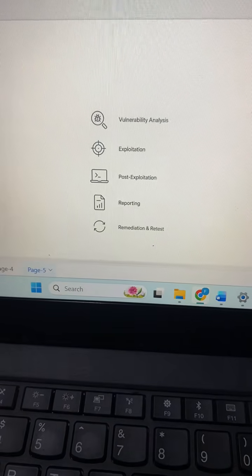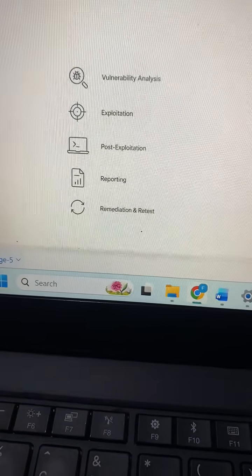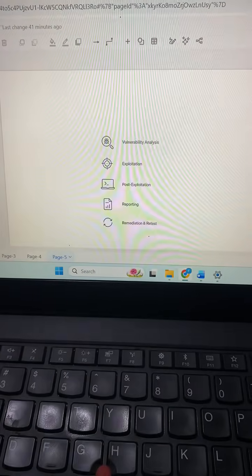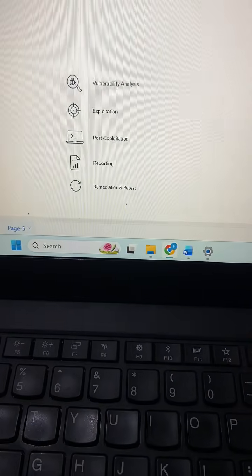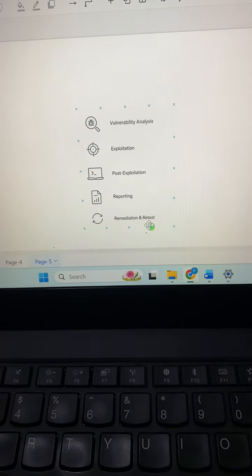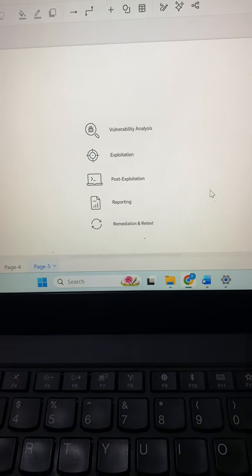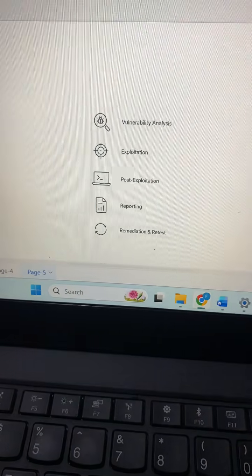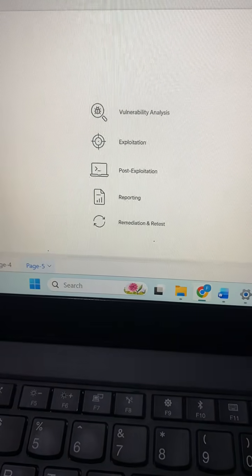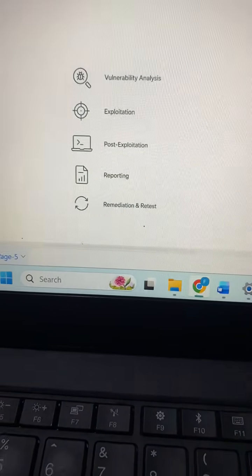Once we have that information, we move to vulnerability analysis. This is where potential weaknesses are identified and manually verified. One thing I learned here is that a scanner finding doesn't automatically mean that a vulnerability is confirmed. It still needs to be analyzed and validated.